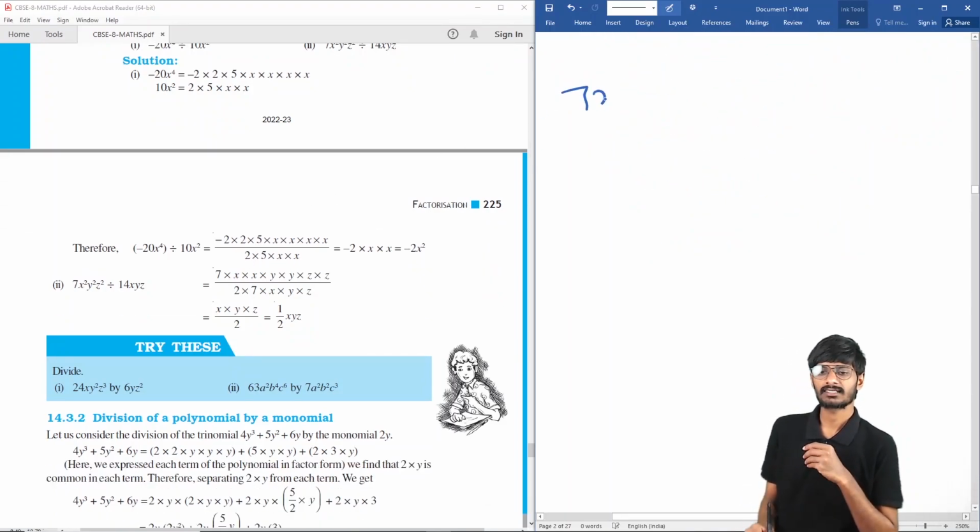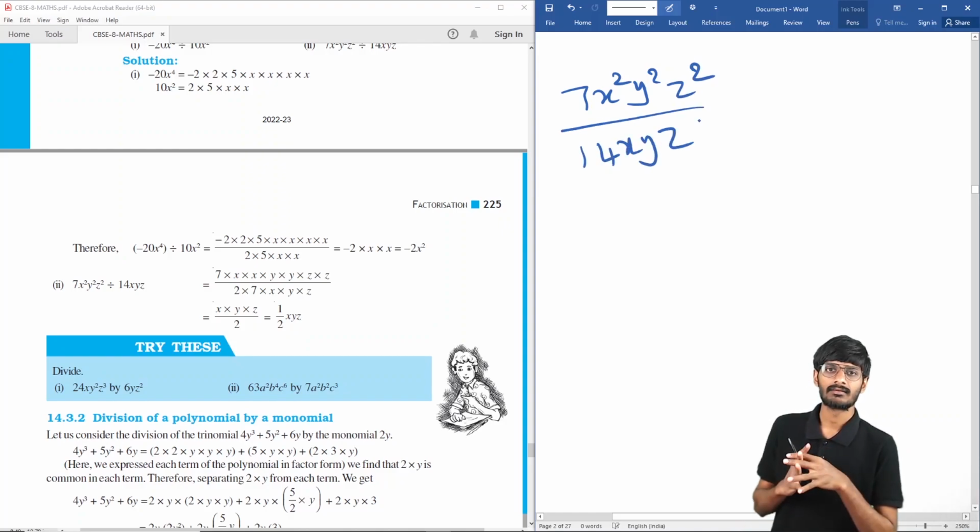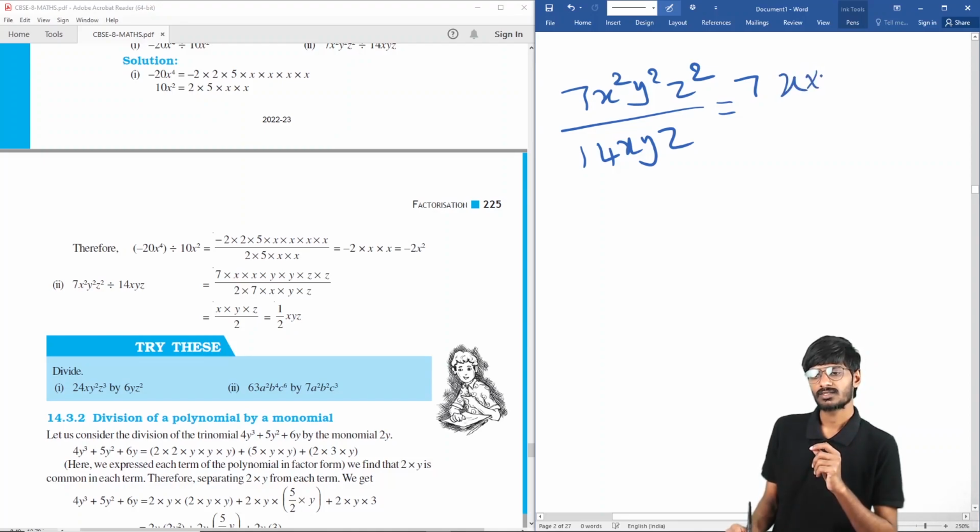Here there is 7x square y square z square divided by 14xyz. Okay, if you do this task, you can write it as 7, you can't reduce it further, and x into x, y into y, z into z.